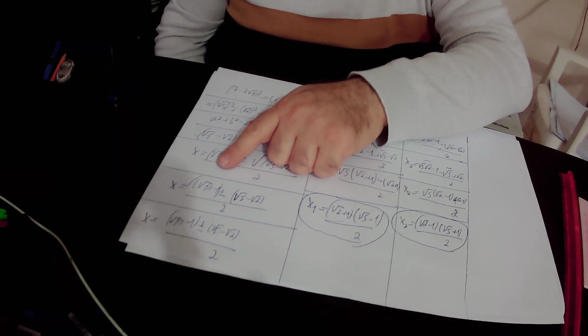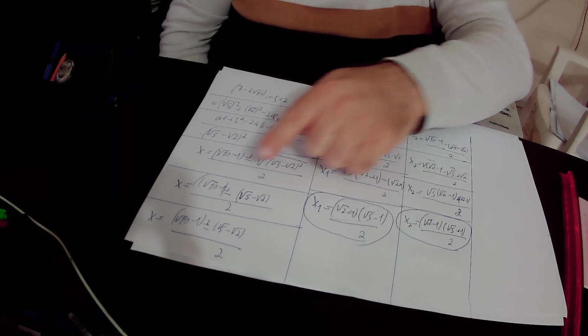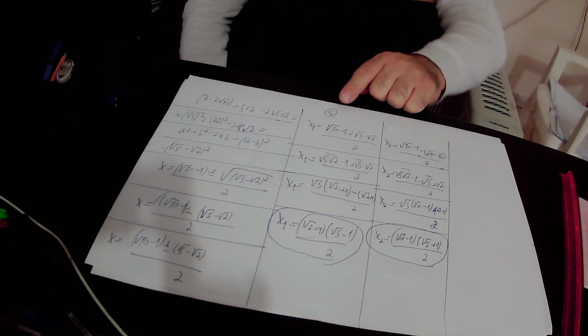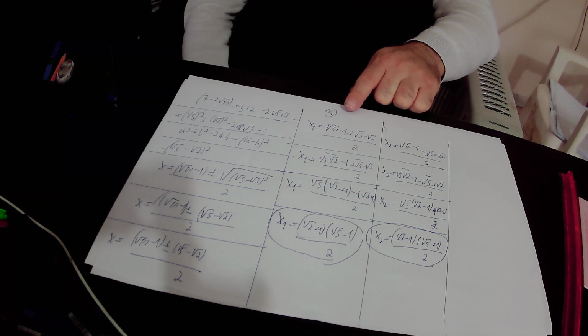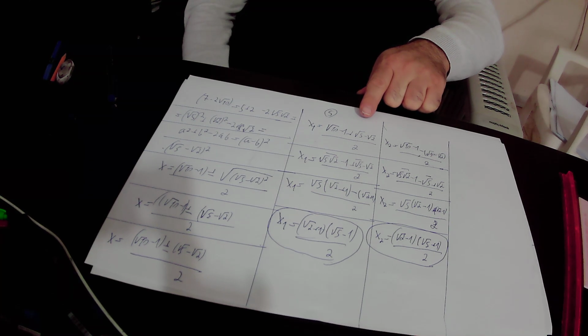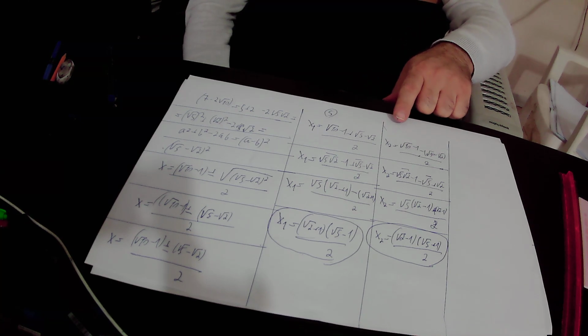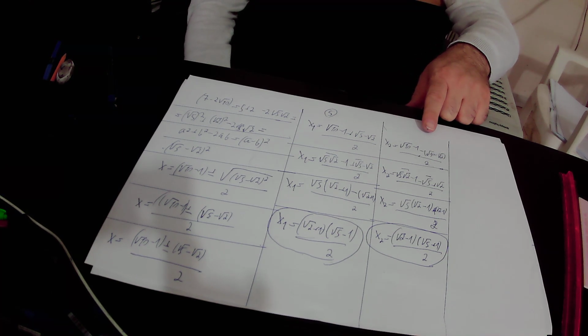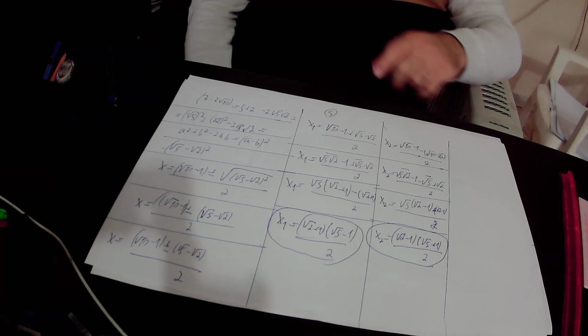Here we have two solutions that are possible for x. The first solution is x1, that is actually square root of 10 minus 1 plus square root of 5 minus square root of 2, over 2, and the second solution is x2. The second solution for x is x2, that equals square root of 10 minus 1 minus (square root of 5 minus square root of 2), over 2.